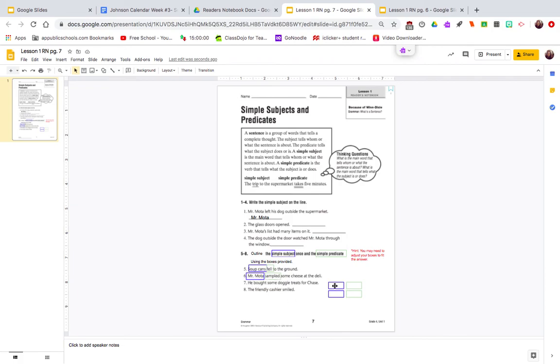So for these last two, the blue box is going to tell me who is the sentence about, and then the green one will tell me what they did. Okay, so you can see here the boxes weren't perfect to size, so you just have to use your cursor, click on the box, and then click and drag and move it bigger or smaller depending on if the subject or the simple predicate is big or not.